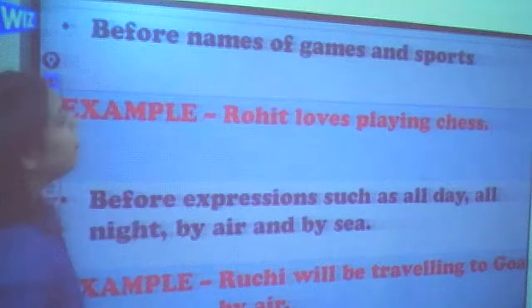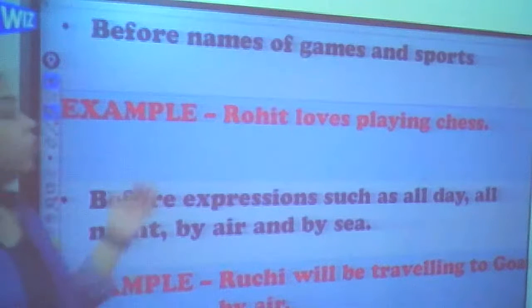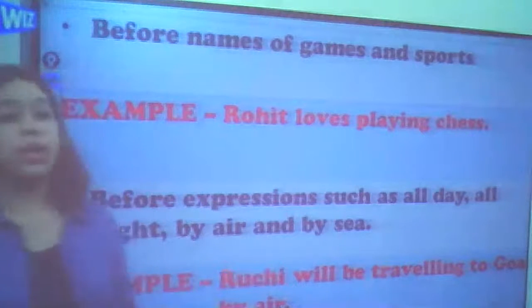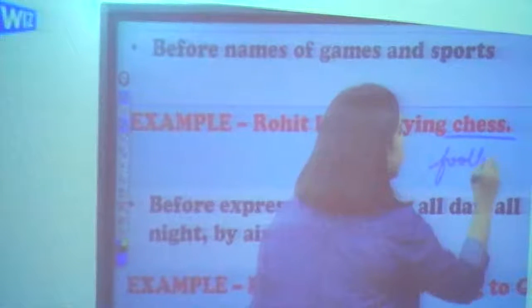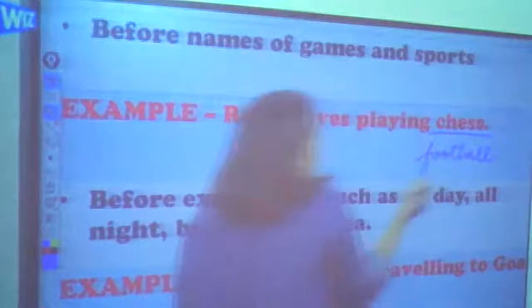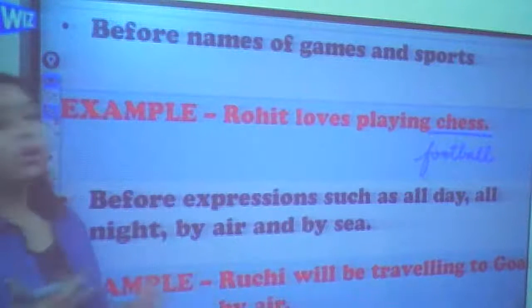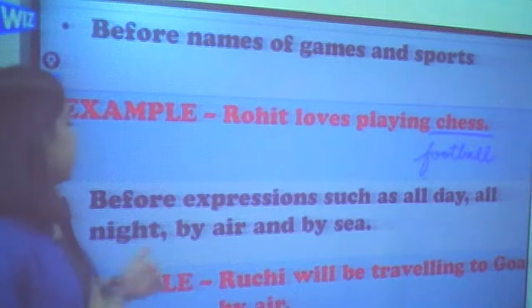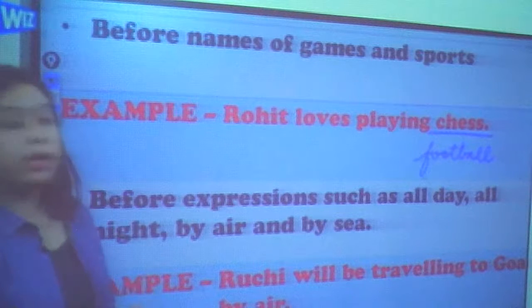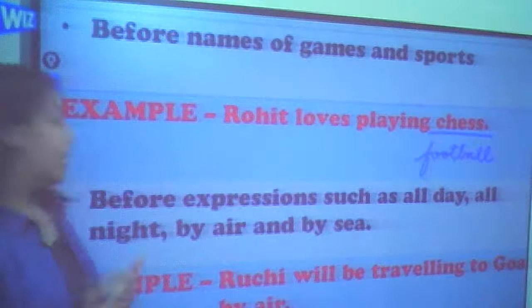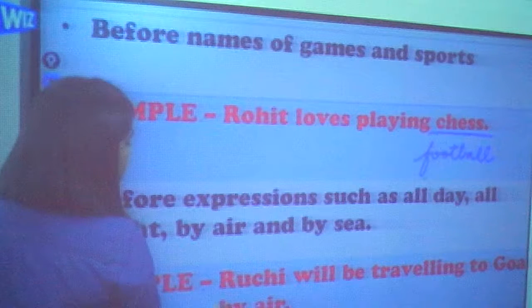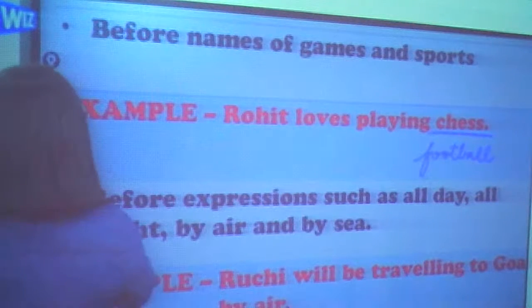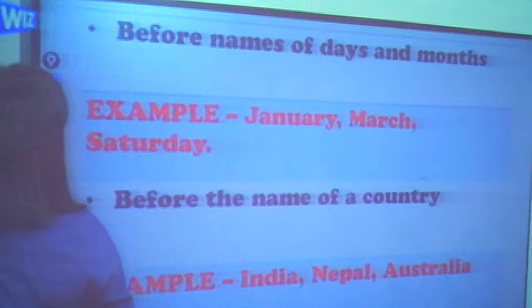Now, the next one is before names of games and sports. Rohit loves playing chess. Again, chess is a game, or even if I name a sport, let's say football, we are not going to use any article, a, an or the. Before expressions such as all day, all night, by air, by sea, for example, Ruchi will be traveling to Goa by air, we never use articles. I hope that it is clear to you.